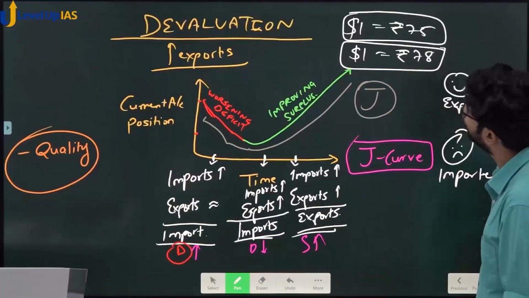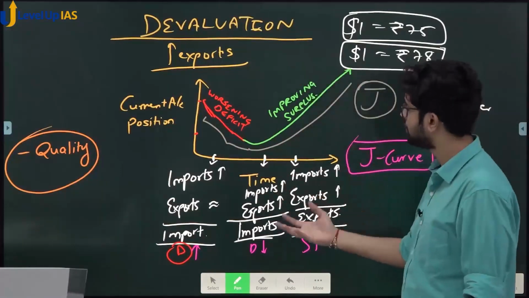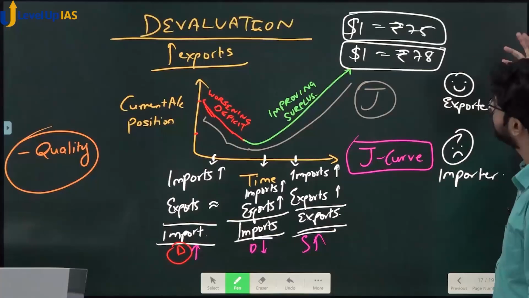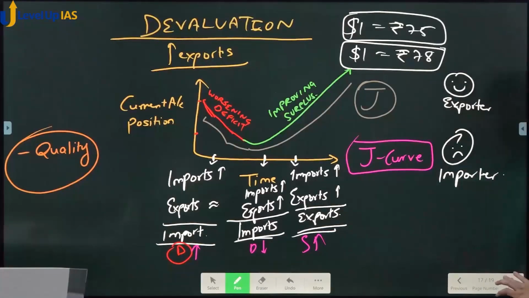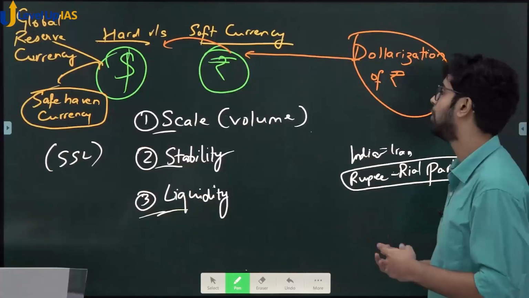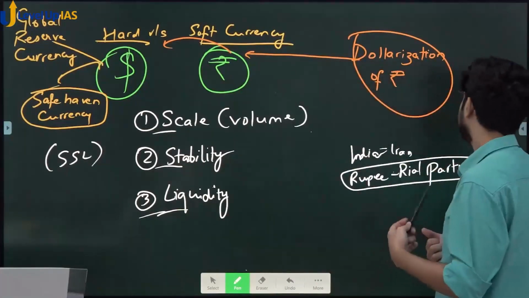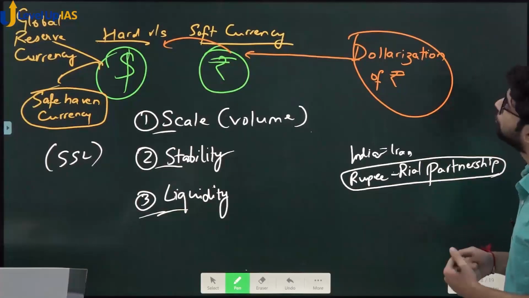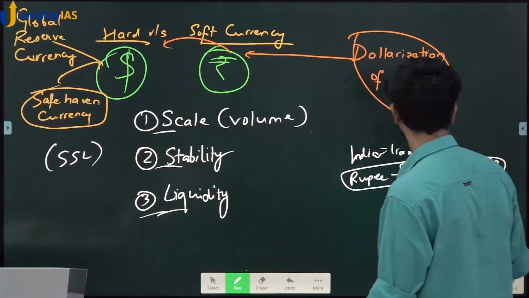Then we also saw what is J curve. J curve is nothing but initially your deficit position will worsen and then it will improve and then eventually it will turn to surplus, right? So this is the J curve due to devaluation. Then what is dollarization? What is hard currency, soft currency? It depends on scale, stability and liquidity, SSL. Then global reserve currency, safe haven currency, hard versus soft currency, etc. All these things are there.